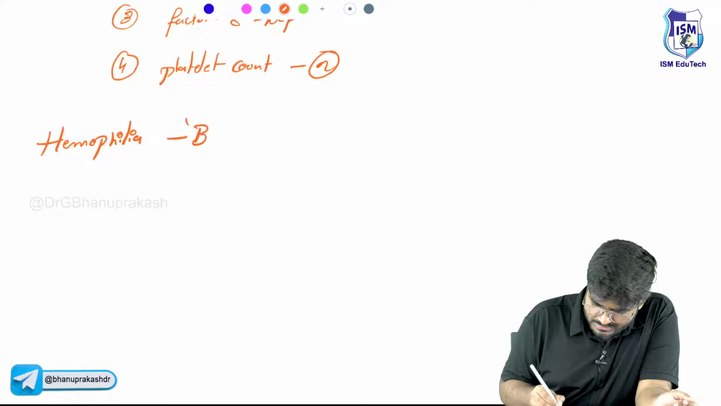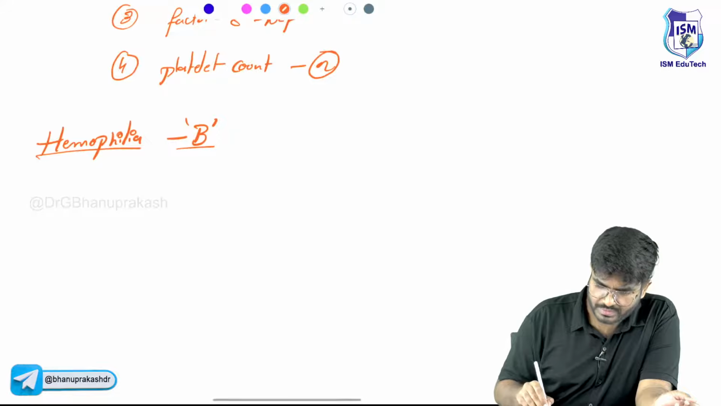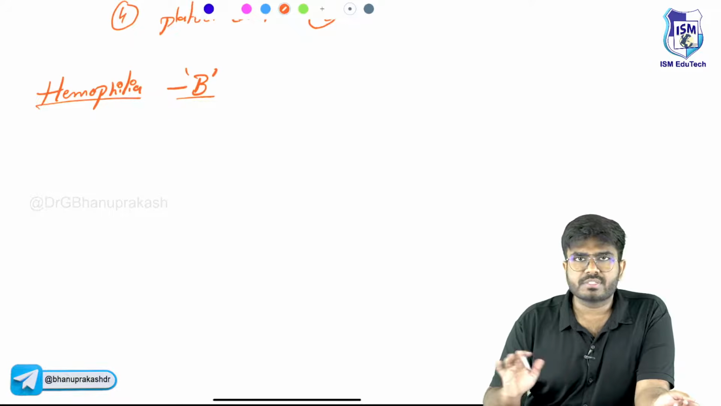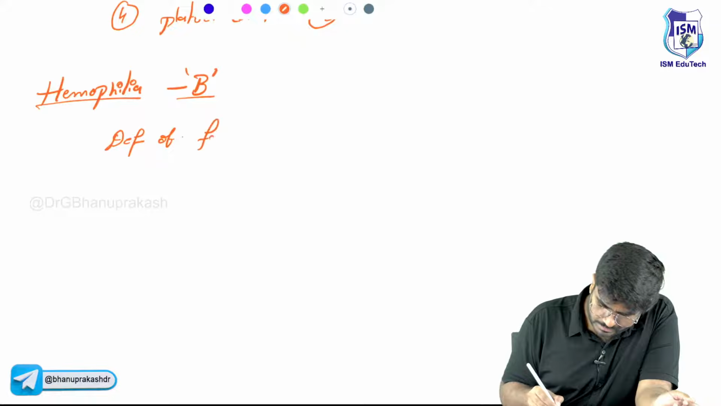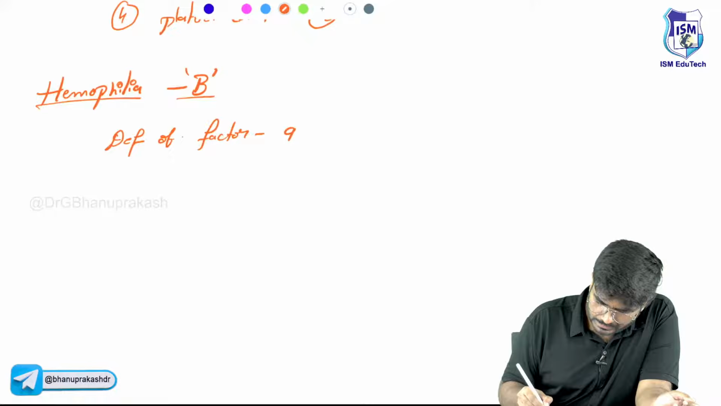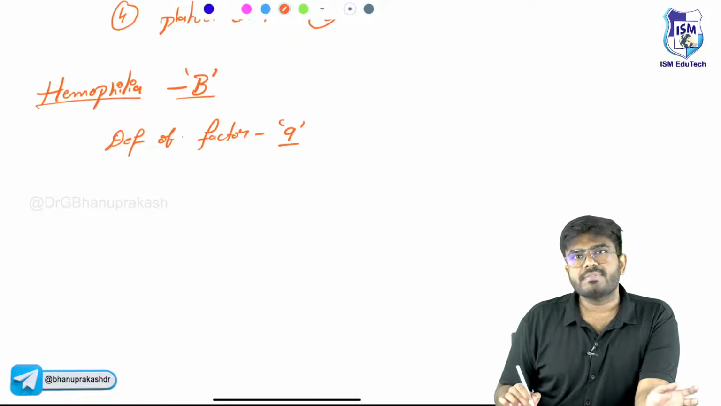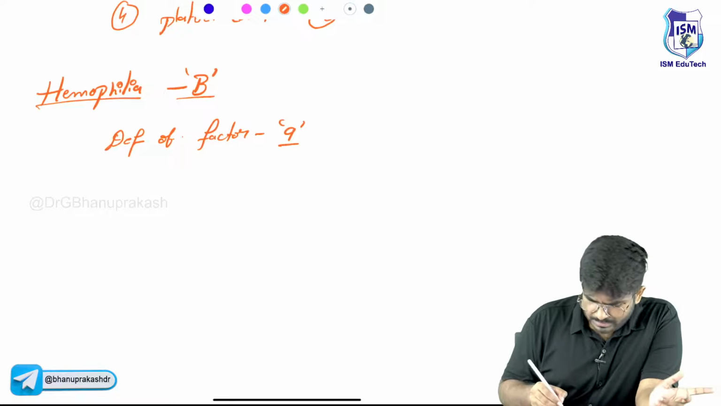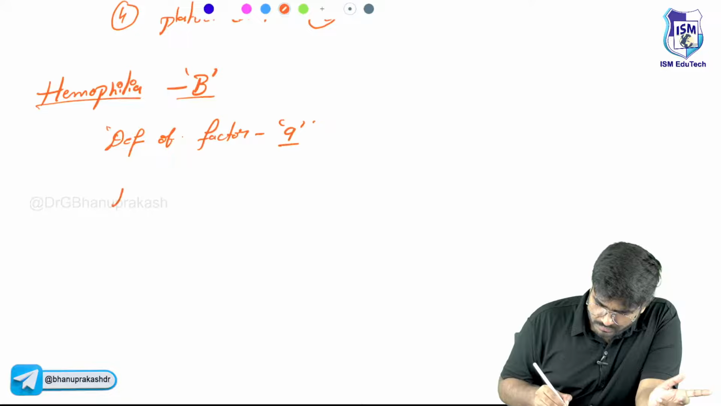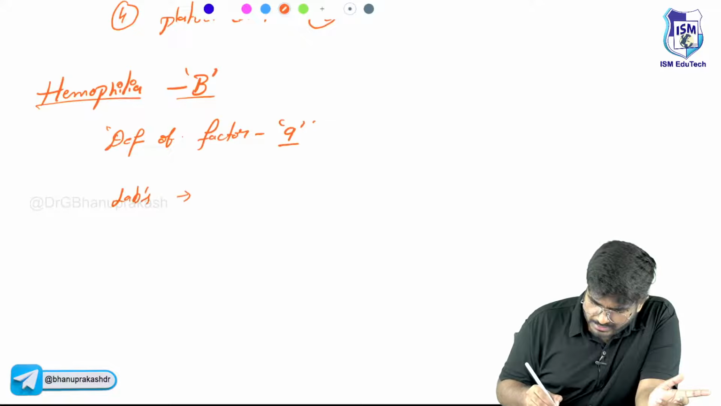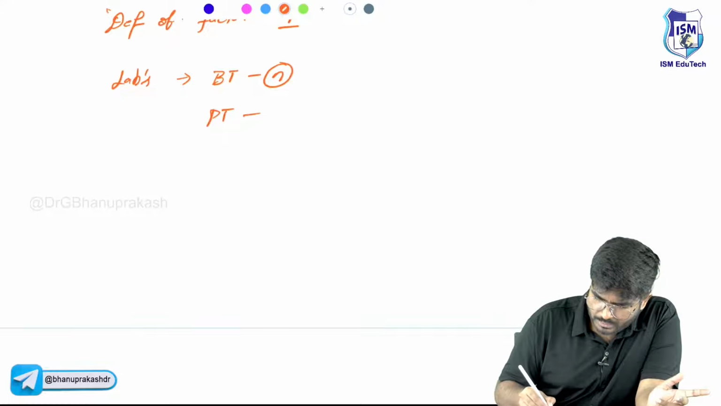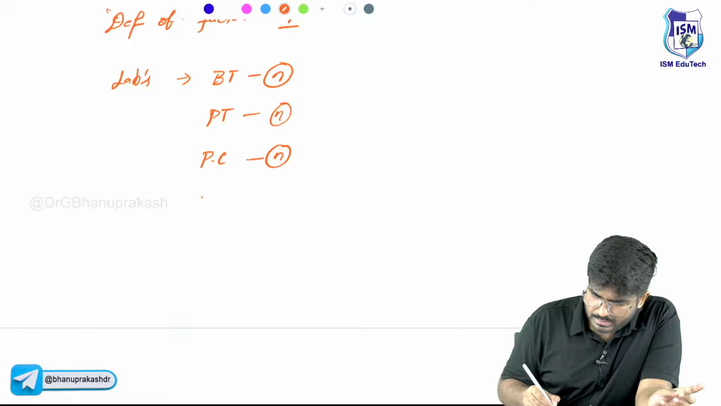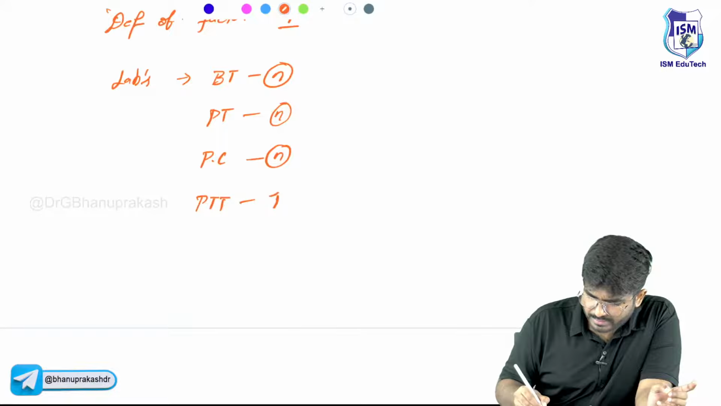Hemophilia B. So what is the deficiency in hemophilia B? Exactly the same symptoms, same things will be seen, but here it is the deficiency of factor number 9. Factor number 9 is also involved in the same intrinsic pathway. So if you look at the labs, what about the bleeding time? Bleeding time normal, PT normal, platelet count normal, and PTT is elevated.